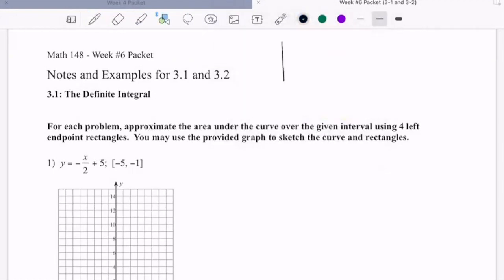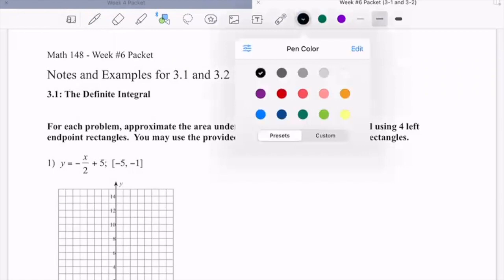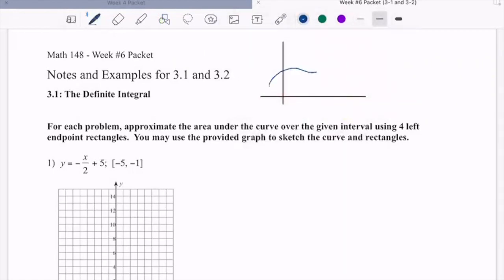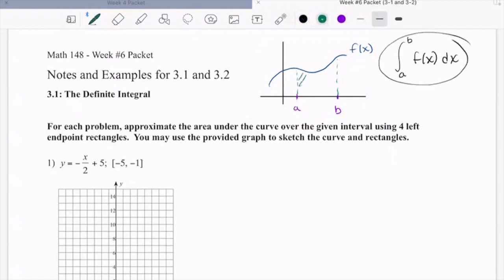So if we have a function, just draw here a rough sketch. So if we have our function that we'll call f of x, and let's look at f of x on the interval from a to b. Then if we compute the integral from a to b of f of x dx, this value is equal to the area under the curve between a and b. So in this section, 3.1, we're going to look at some strategies and techniques for computing that area.